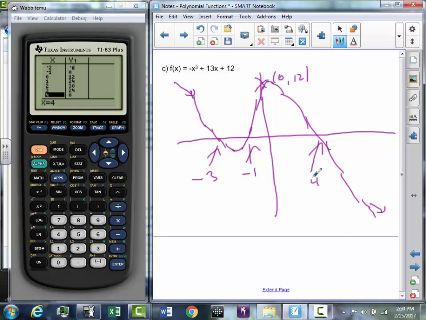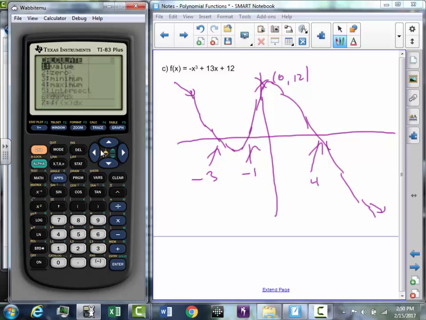Let's say that they weren't nice whole numbers, though. You could have gone second, calculate, the zero. Remember how to do zero? And you go on the left-hand side and on the right-hand side to try to find where they are. Something like this. Okay, but this should be enough to get me going, right?